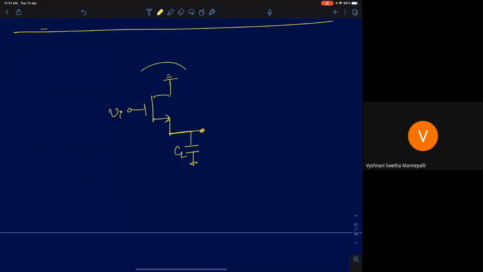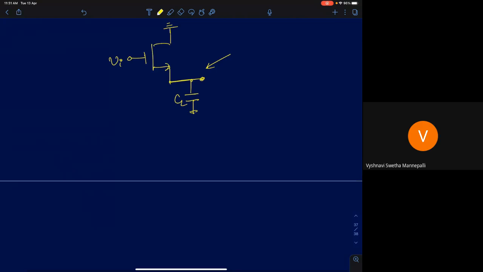Right now, I am taking the intrinsic device, without any R0, or even just R0, and in the absence of any parasitic capacitors. Now we'll try to find poles and zeros for this circuit. So first, what is the DC gain of the circuit?